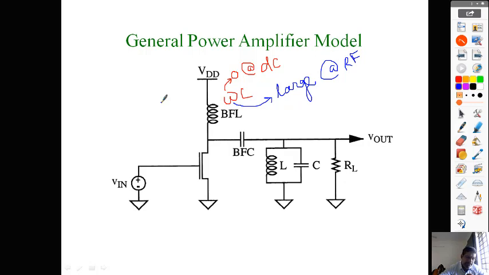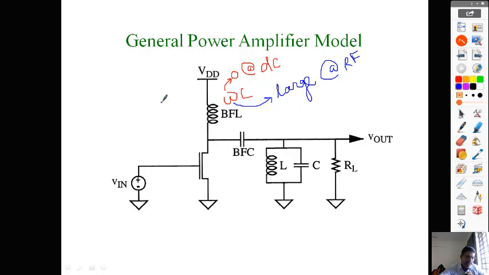Whereas in class B and class B push-pull type power amplifiers, there will be two transistors. One transistor will take care of one half of the cycle, the positive half cycle, and the other transistor will take care of the negative half cycle through the center-tapped transformer. That one is acting as a coupling device.